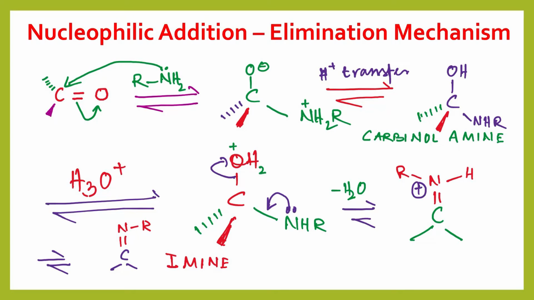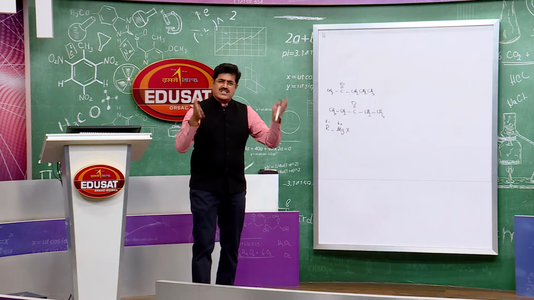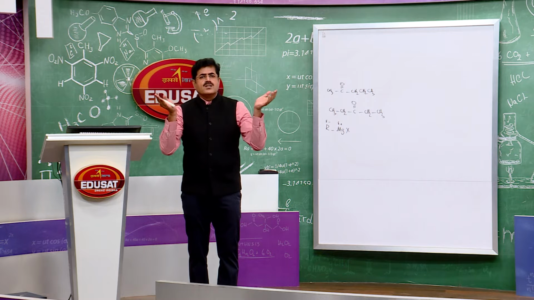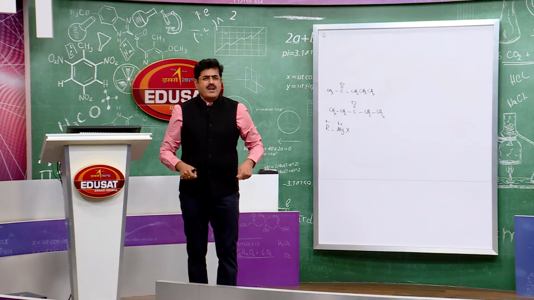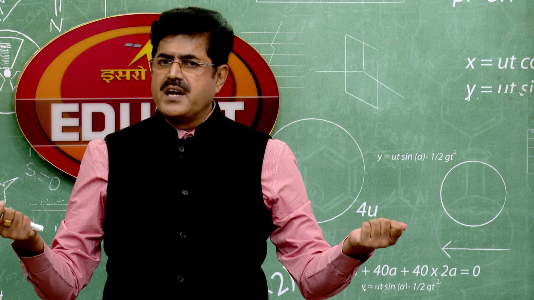The mechanism is displayed on your TV screen. Let me repeat this sentence: formaldehyde gives primary alcohol, aldehydes other than formaldehyde give secondary alcohol, and ketone gives tertiary alcohol with Grignard reagent. Grignard reagent adds across the carbon-oxygen double bond to give a bromo-magnesium alkoxide as the intermediate. This being basic, when treated with water or with dilute acid, gives neutral alcohol. This is the addition of Grignard reagent.